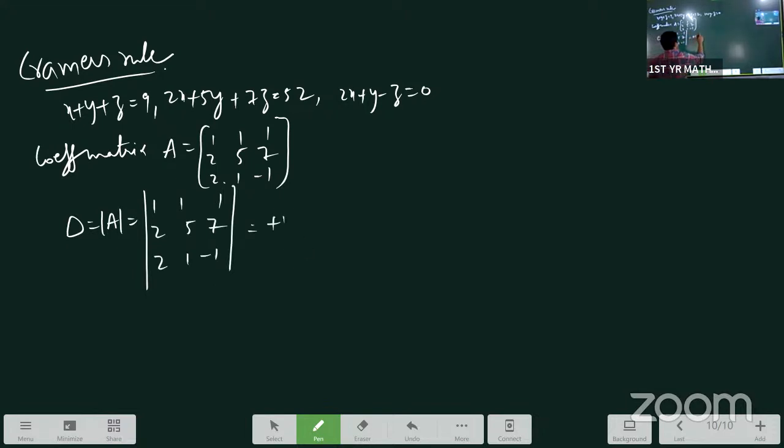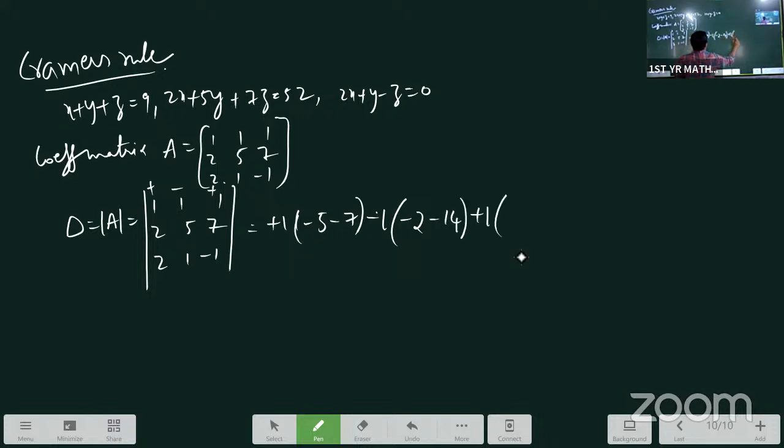So that is plus 1 into minus 5 minus 7, minus 1 into, the same way we write cofactors: plus, minus, plus, and we start with plus. So minus 1 into, leave the row and column in which it is present. So that is minus 2 minus 14, plus 1 into, right? So that is 2 minus 5, 2 fives are 10.